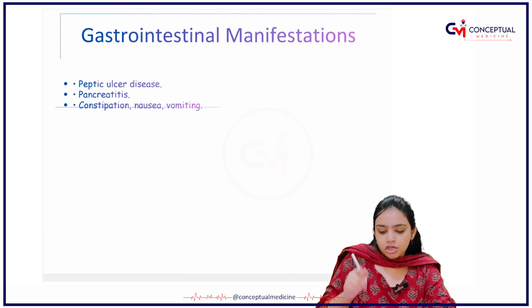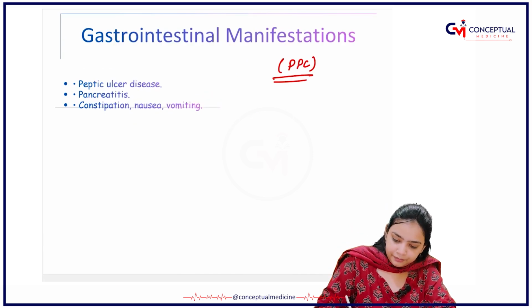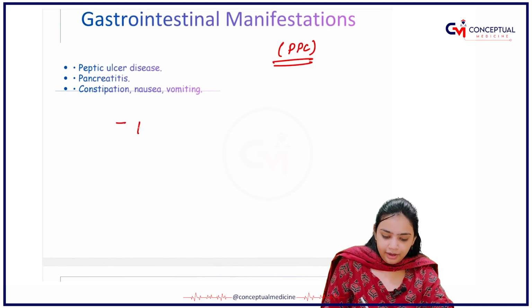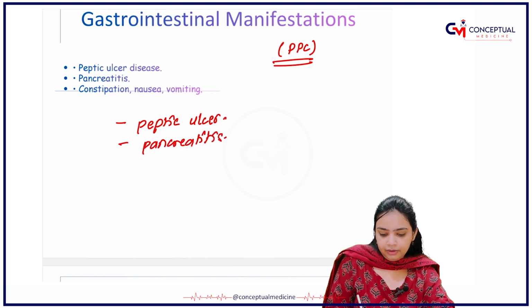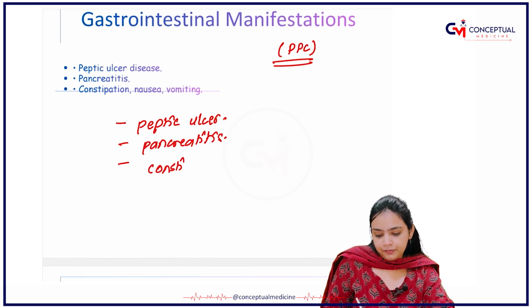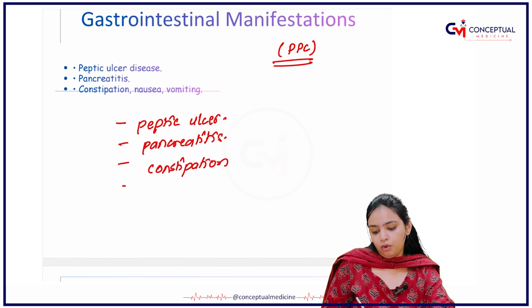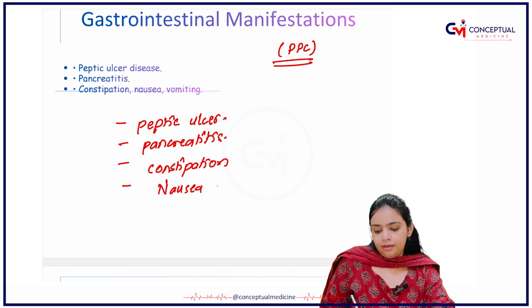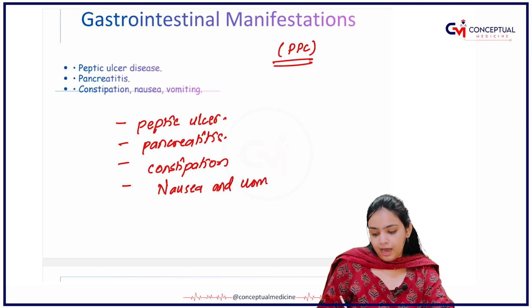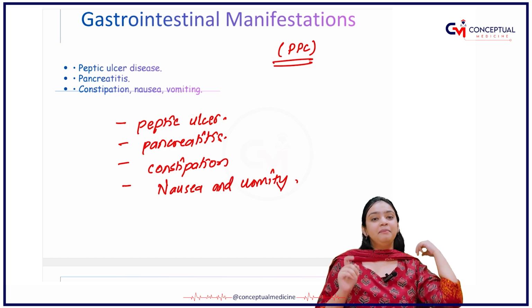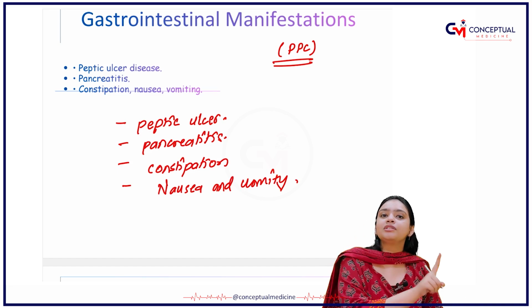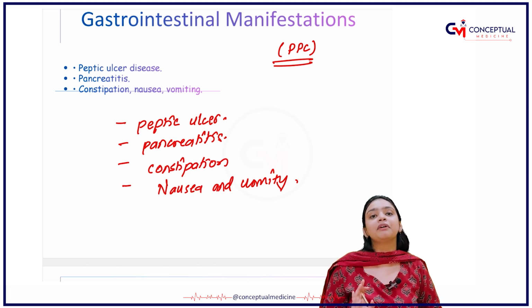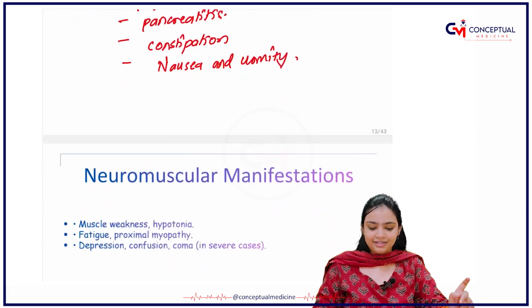What are the GIT manifestations? You can remember it with the mnemonic of PPC. Okay, PPC. What are the PPC you have? Peptic ulcer. Then there will be pancreatitis. Then there will be constipation, nausea and vomiting. Nausea and vomiting are evergreen side effects, right? But if someone will ask you the side effect of antiemetics, you don't have to reply them that it is nausea and vomiting. Okay, antiemetics are given to prevent nausea and vomiting, so they are not the side effects.